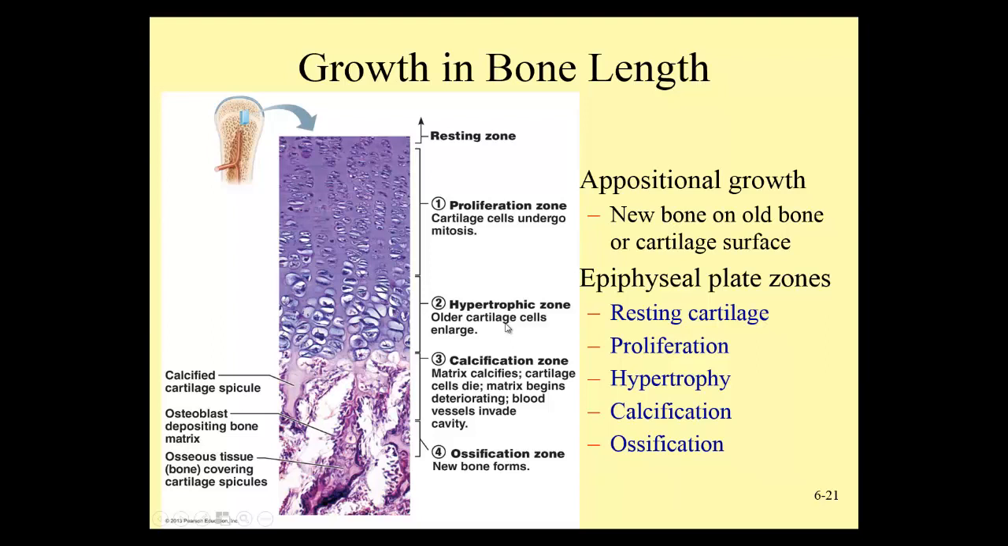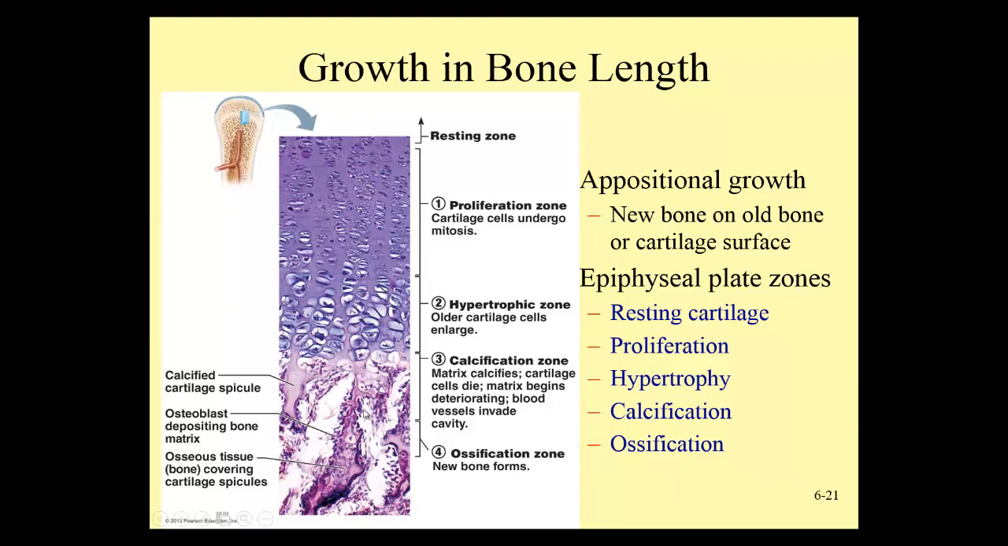And as they die, that matrix around them hardens, and blood vessels invade that cavity, bringing osteoblasts, and bone development begins. So at the top of the epiphyseal plate, closest to the end of the bone, there is fresh cartilage, new cartilage developing, and the bottom of that plate has new bone forming. So the cartilage is not decreasing in size because it's growing on this side while it's being ossified on this side.